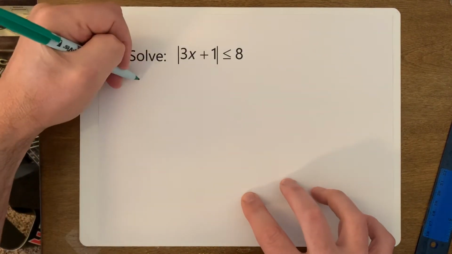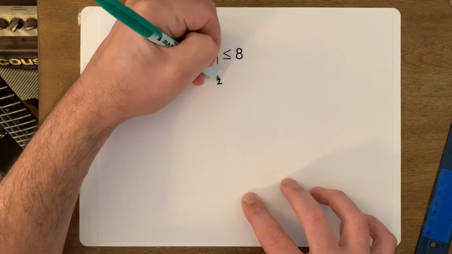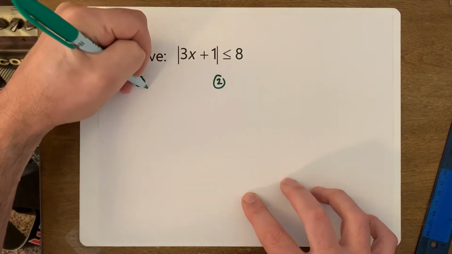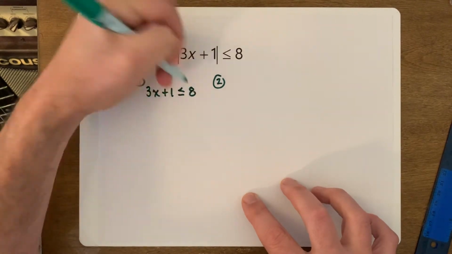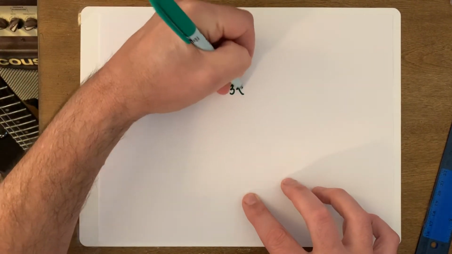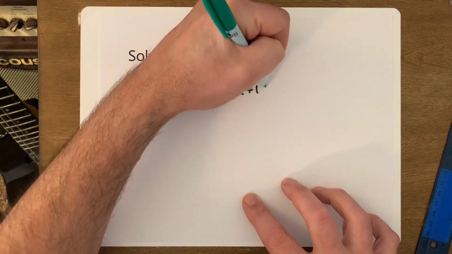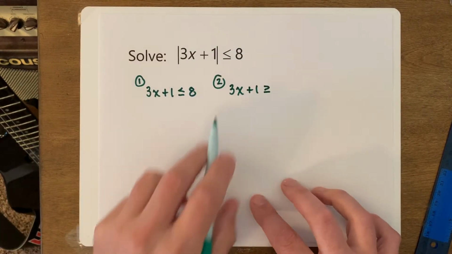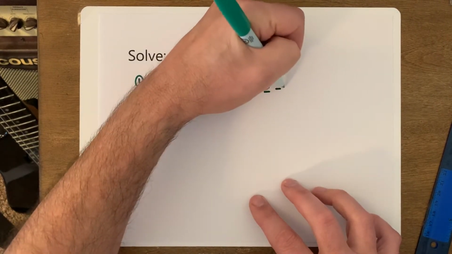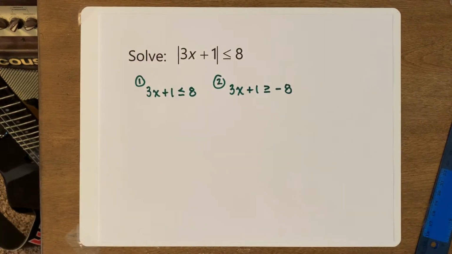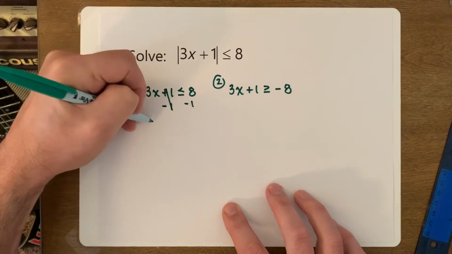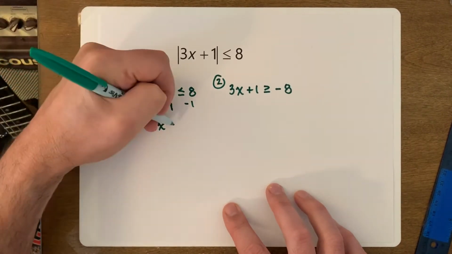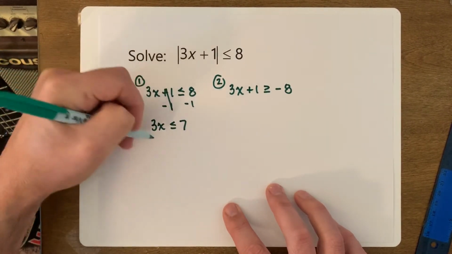Okay, this one, we've got two inequalities going on here. First one, 3x plus 1 less than or equal to 8. Second one, 3x plus 1, and then we have to flip the symbol, greater than or equal to, and make that negative. Two things, -8. All right, we'll solve these. -1, just like we did in our inequalities video. Less than or equal to 7.